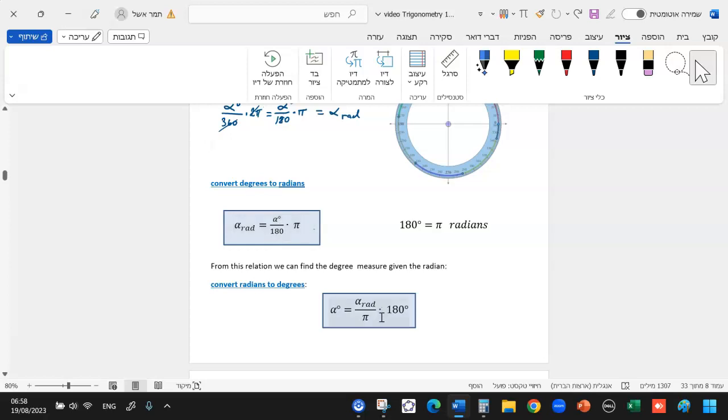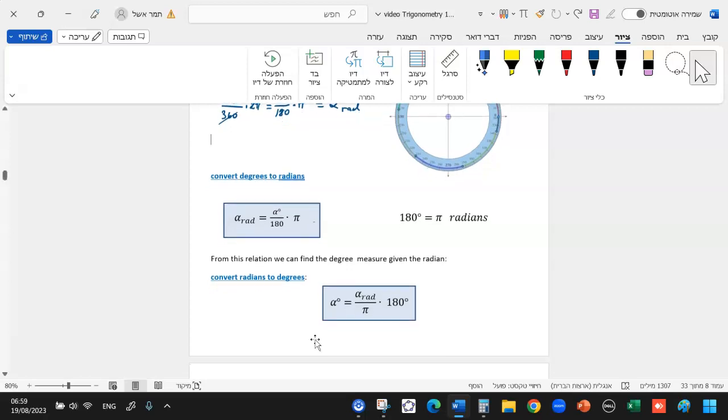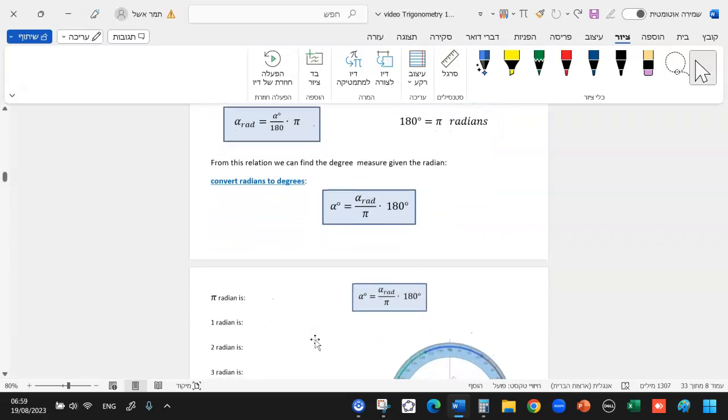The other direction can be derived from this formula and by the same principle. If we have alpha in radians, we take the proportion of alpha from pi and take the same proportion from 180 degrees. That is alpha in degrees. Let's use this formula to convert from radians to degrees.